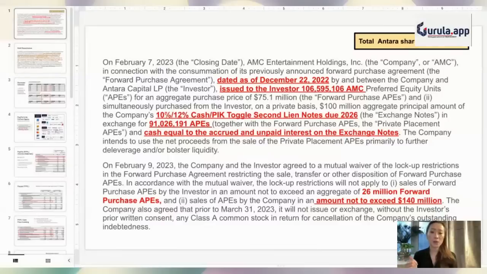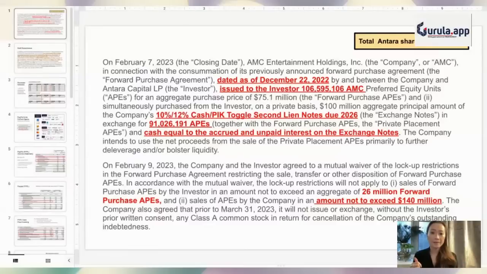And what they bought back was a 10%, 12% cash PIK toggle second lien note due in 2026. Okay, that's fancy. I'm not going to go through gross detail on what that is, but that's actually a pretty good deal because this was rocking a pretty aggressive interest rate. And also it was due in 3 years. And they do have debt that's closer to 5 years out. So they're just buying themselves time. And it's good is the way that we want to think about it because that interest rate was high.